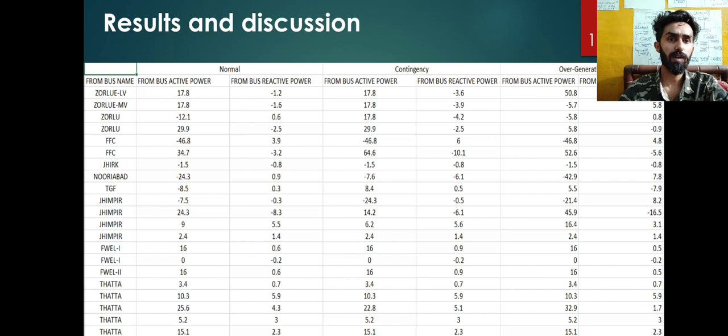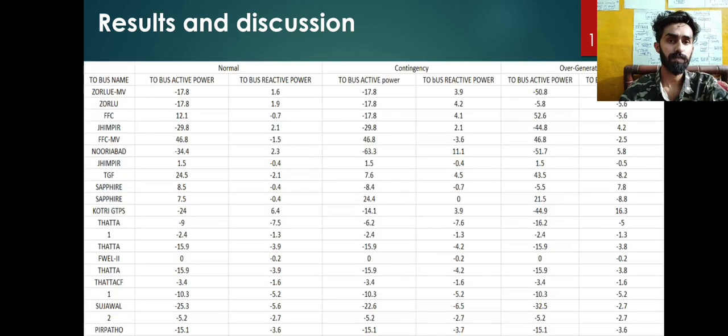As far as the active and reactive power flows are concerned, in the normal, contingency and over generation cases, there was also a slight difference in the Zorlu power system. In the interconnected system, you can see the active power is 12. In the N-1 contingency, it deviated from 12 to 17, and the same goes for the reactive power flows. It deviated a little bit.